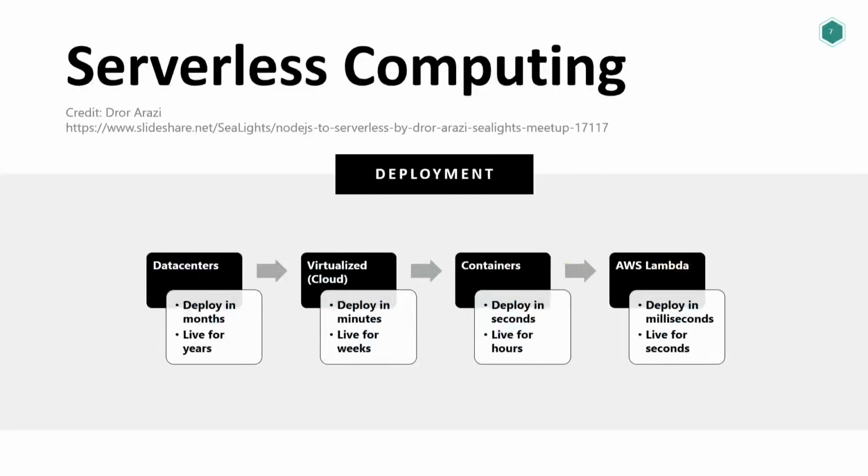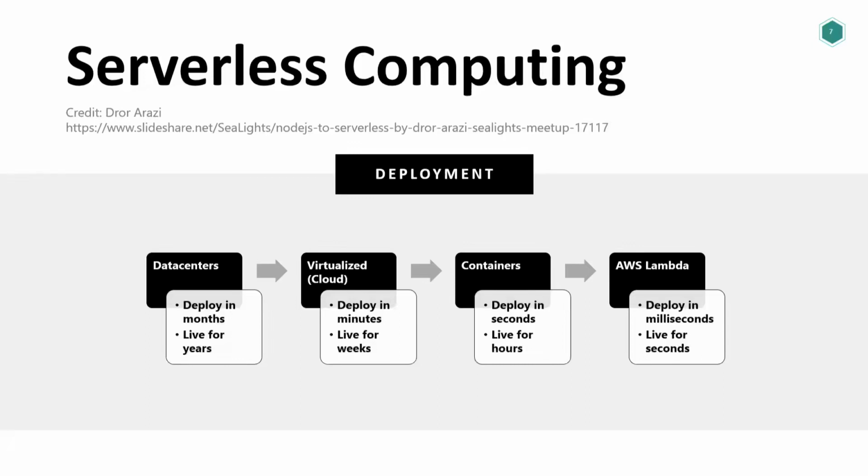Let's look from the side of deployment, especially when considering time. When you had data centers, deployment could have taken months. The application lived for years, which means that if you had a problem, it was a very persistent problem. I'm talking about code vulnerabilities, of course. We then moved to virtualized cloud solutions and containers. Deployment improved from minutes to seconds. The processes lived for weeks, sometimes hours.